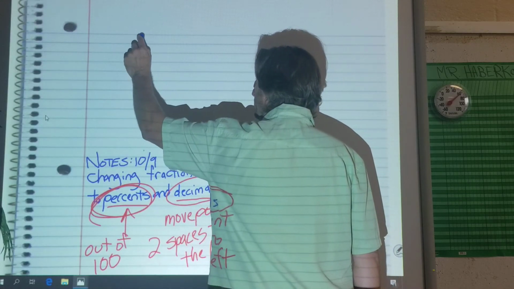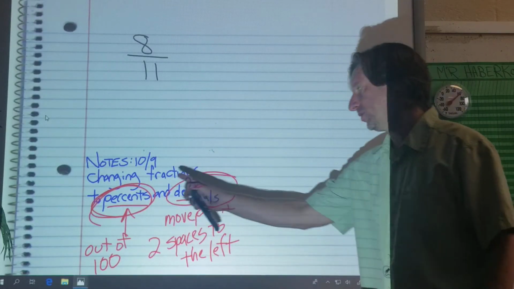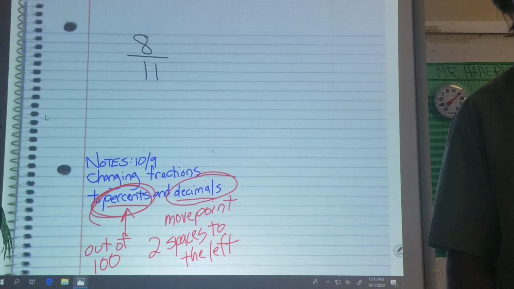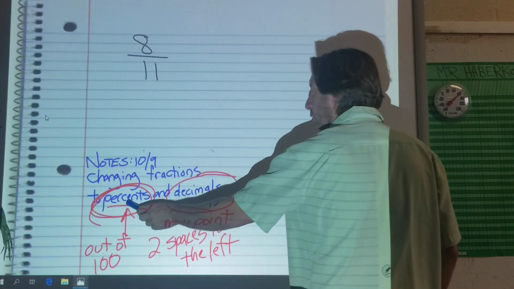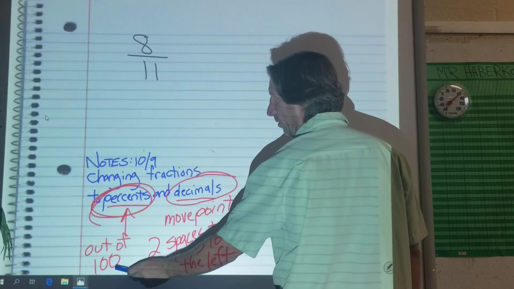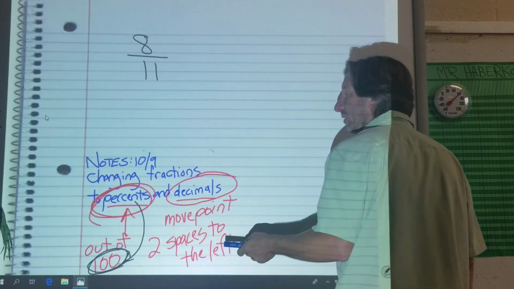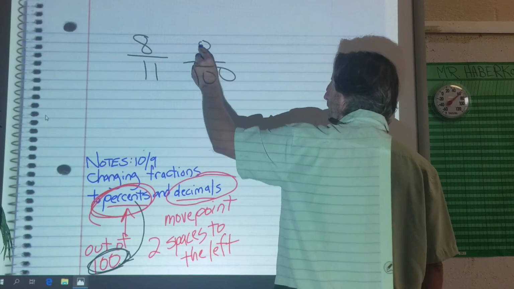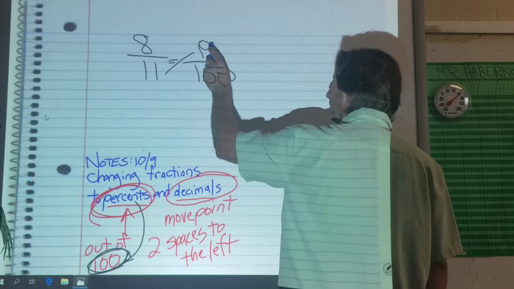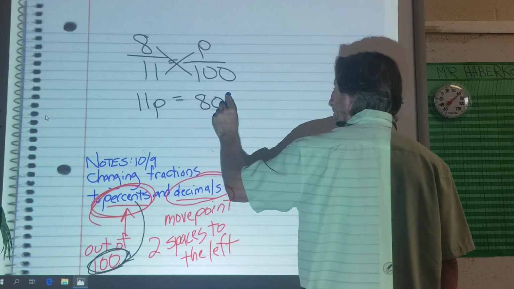We'll do 8/11ths. We're going to change it to a percent and a decimal. So like I said, we can change it straight to a decimal, but we're not going to do that. We're going to change it to the percent, all right? So for percents, we have to force it to be not out of 11, but out of 100. Percents are always out of 100, always from now until the end of time. So we'll put a P up there for percent. So I have 11P equals 8 times 100, which is 800.